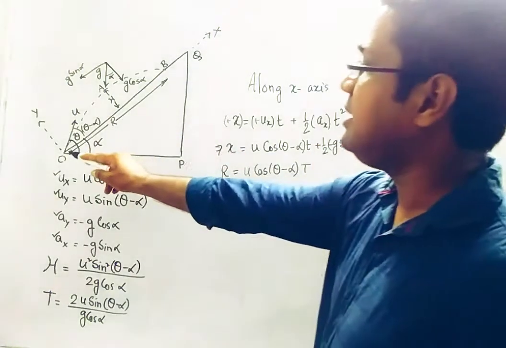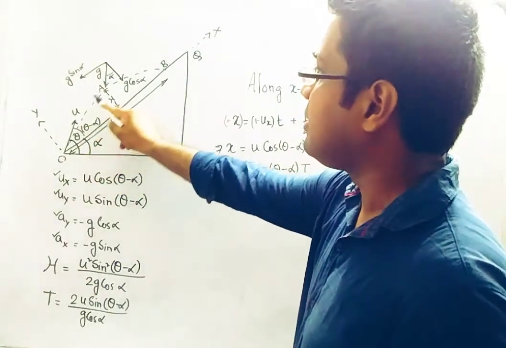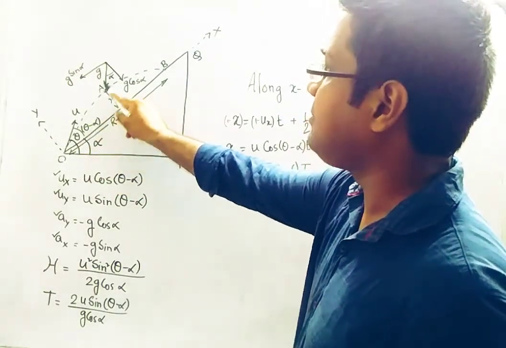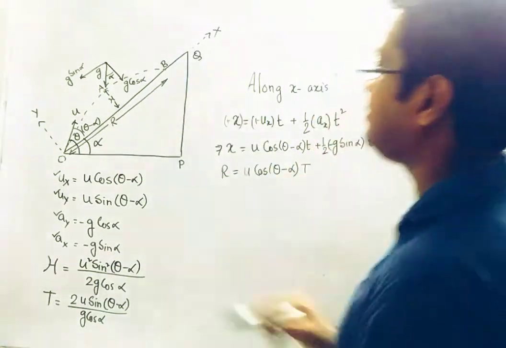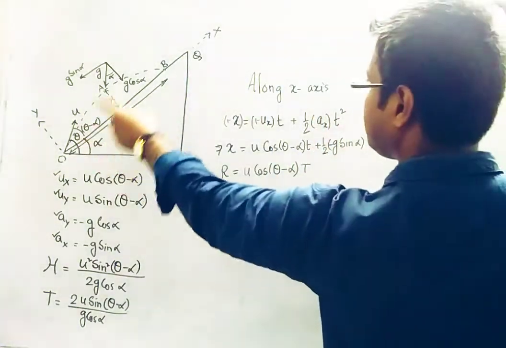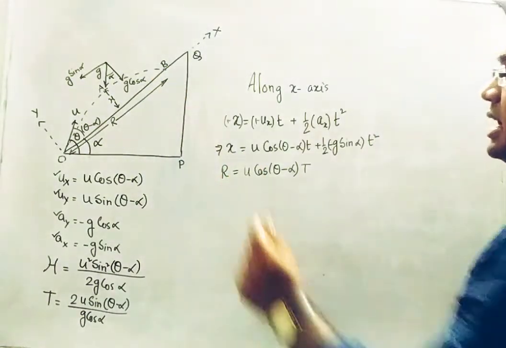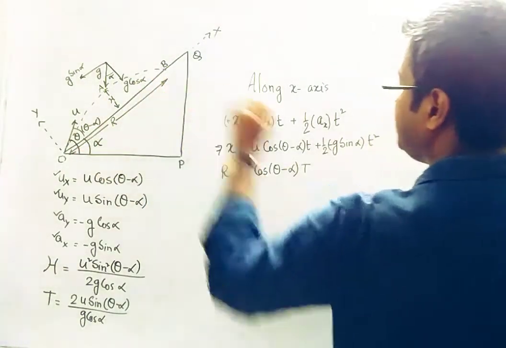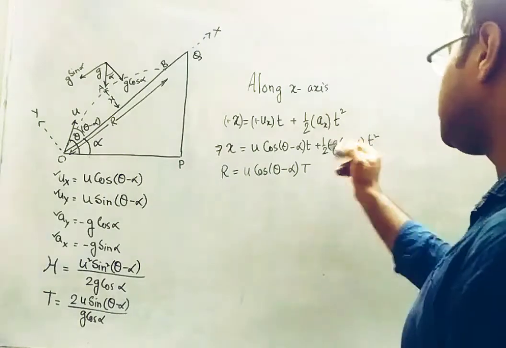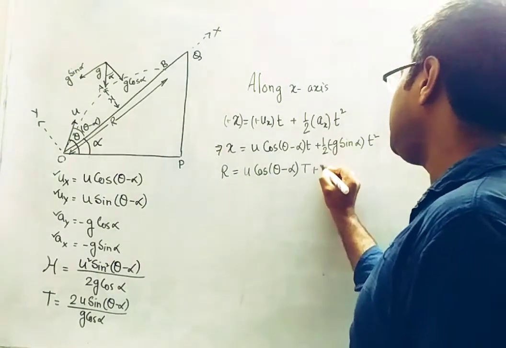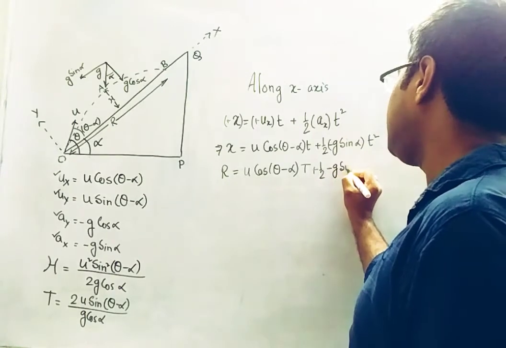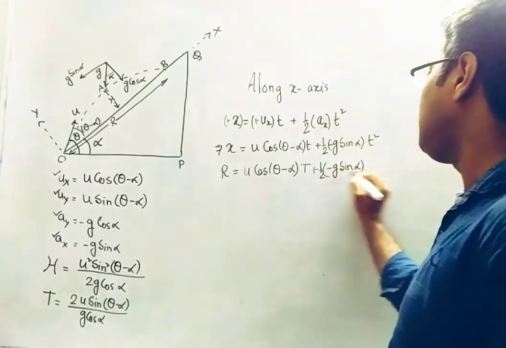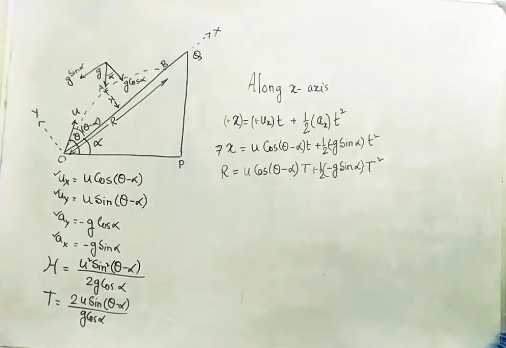When the particle goes from O, after reaching A, when it returns back to B at the same level along the x-axis, then the total time of flight is the time taken in reaching from O to B via A. So I just replace this small t by capital T. So 1 by 2 minus g sin alpha into capital T square. So this is the equation.